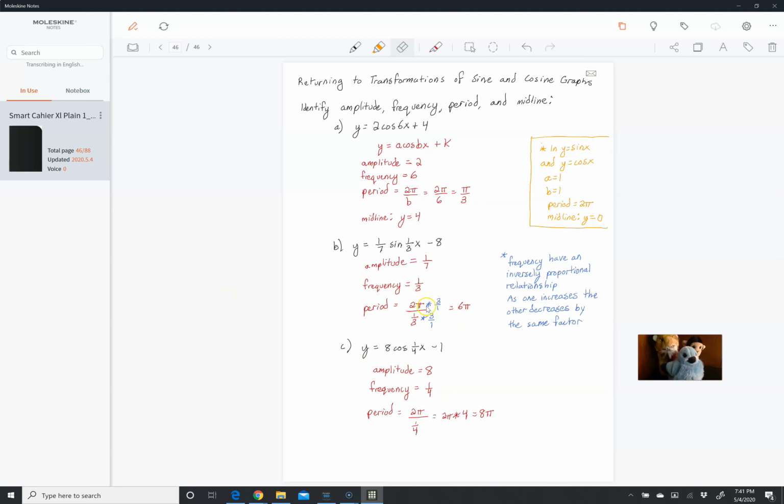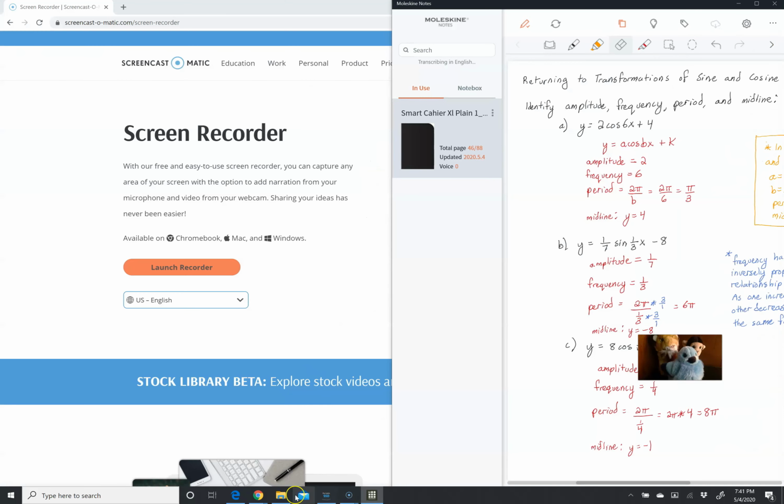And I'm sorry, I forgot the midline in this one. The midline up here in part B is y equals -8. We move the graph down by 8. And then the midline for C is y equals -1. So let's just graph these.